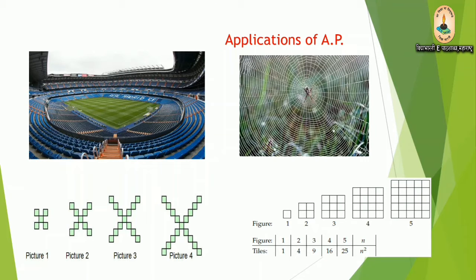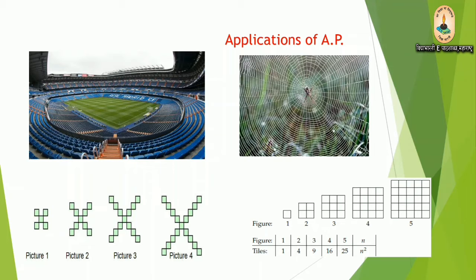Now let's observe some pictures. First picture shows stadium. With the help of arithmetic progression, we can find number of seats in the particular row. Also, we can find total number of seats in the stadium using arithmetic progression. Second picture shows beautiful pattern in nature. This is the good example of arithmetic progression.